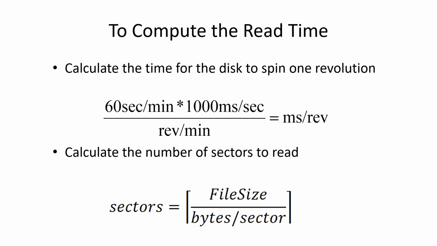Since we're often given the rotational speed as revolutions per minute, we can calculate how many milliseconds per revolution by simply dividing 60,000 milliseconds per minute by the revolutions per minute. Our answers on these kinds of questions are typically going to be in milliseconds, so we'll use milliseconds as our unit. You have to figure out how many sectors you're going to need to read the whole file. So you simply divide the file size by the number of bytes per sector, and then you have to round up. It's important to round up because you can't read half or part of a sector.